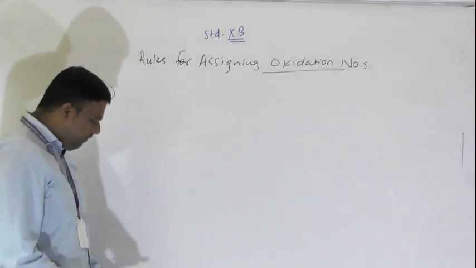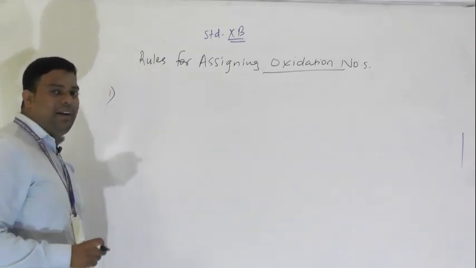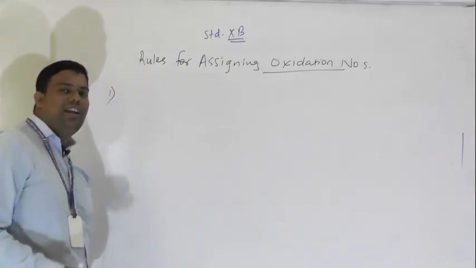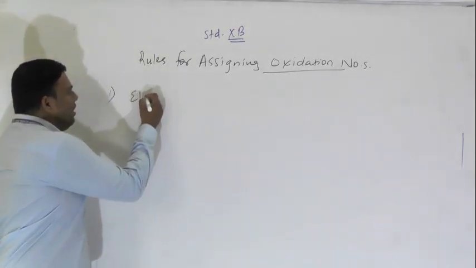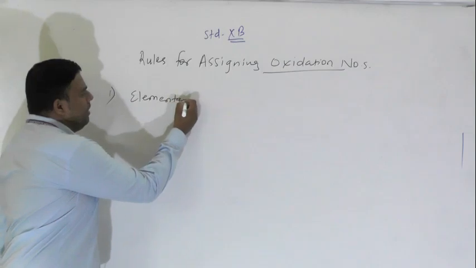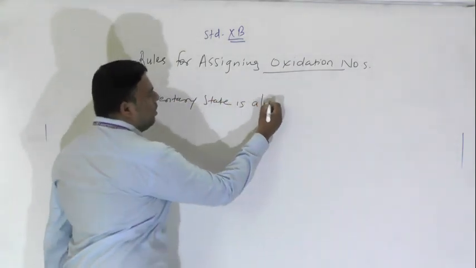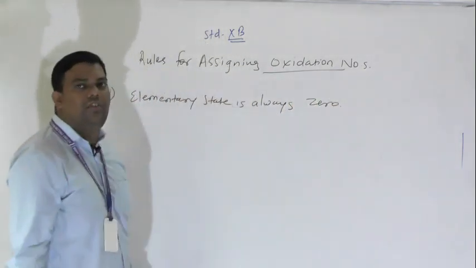Now see the first rule. Any element or compound in its elementary state always has an oxidation number of zero.